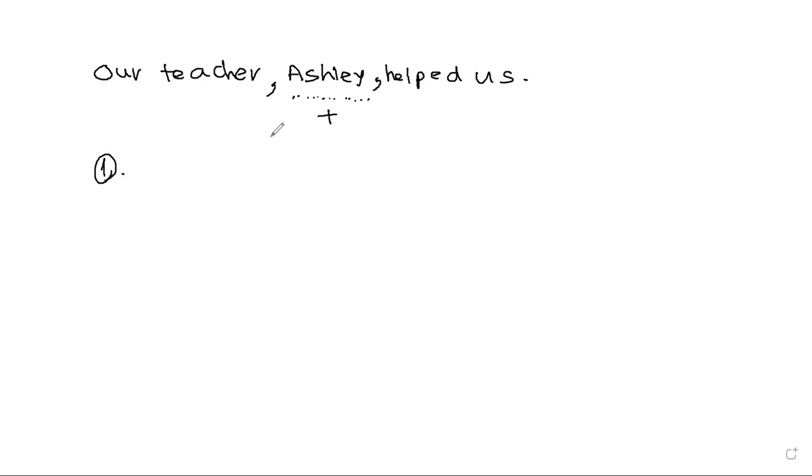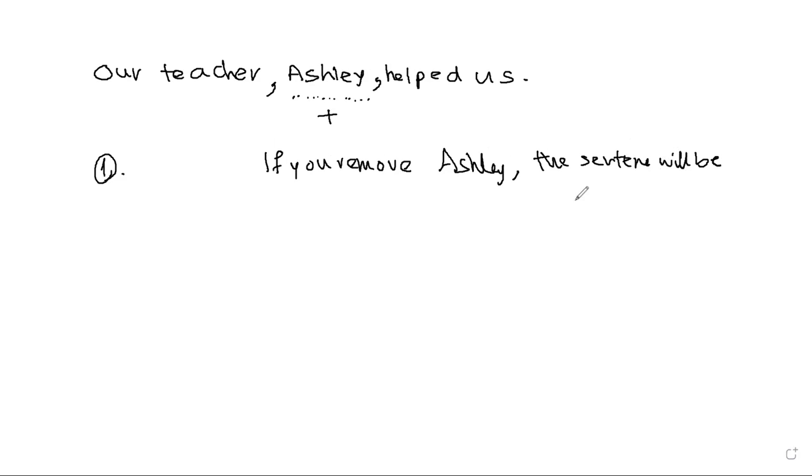Now, what do these commas mean? When we put a comma before and after a name, what that means is if you remove what is in between the commas, so if you remove Ashley, the sentence will still be understood. So let's try an example.